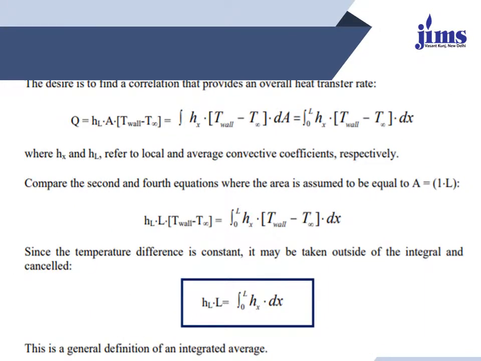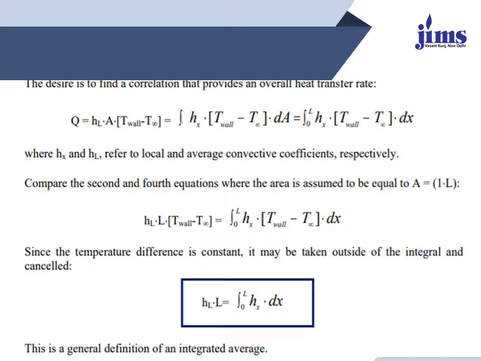These are the correlations of forced convection. The rate of heat transfer, Q, is equal to h A (T wall minus T infinity), where h is the heat transfer coefficient, A is the surface area of the plate, T wall is the surface temperature of the plate, and T infinity is the surrounding or ambient temperature.